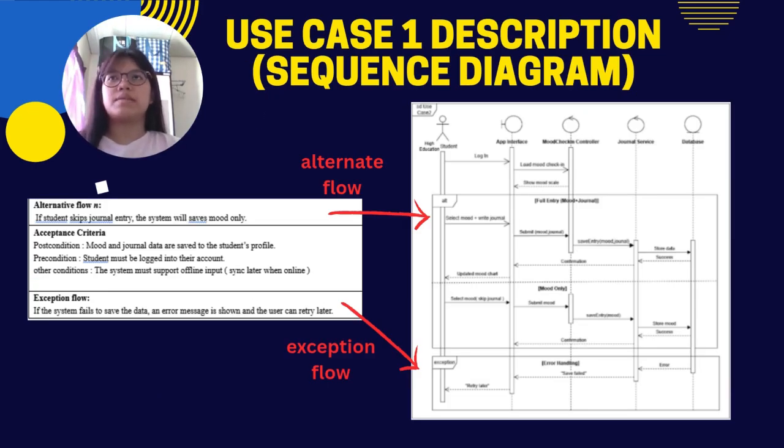The alternate flow happens when the student skips the journal, so the system will save only the mood. While in the exception flow, if the data cannot be saved due to some network issues, an error will be shown and the student can retry to submit it again. And this is the sequence diagram of the use case.